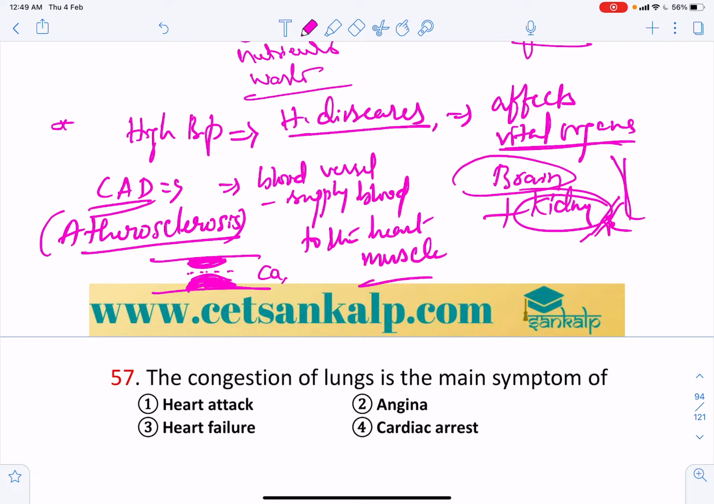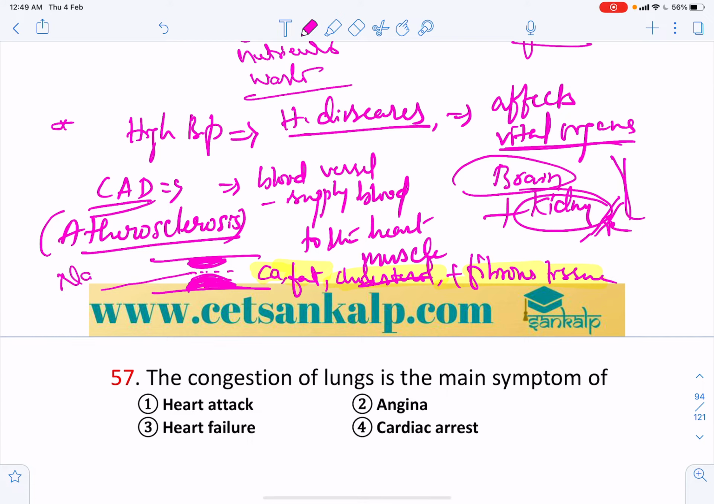So calcium, fat and cholesterol accumulation, along with some fibrous tissue, right? Along with some fibrous tissue. So this is very important. The calcium, fat, cholesterol and fibrous tissue accumulate, and this makes the lumen of the arteries narrower. Here you can say the lumen gets narrower.